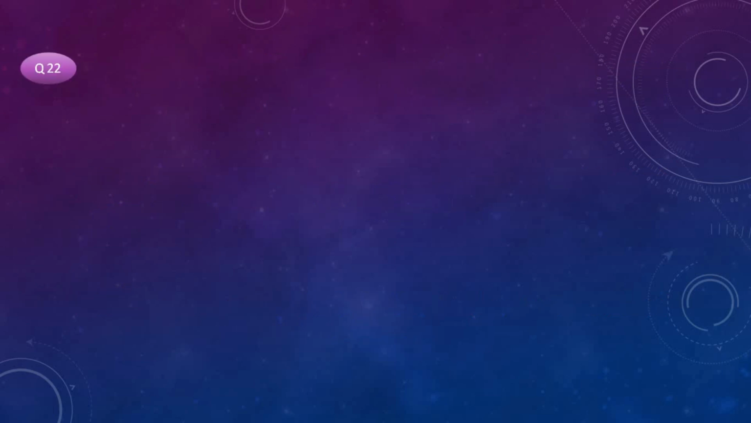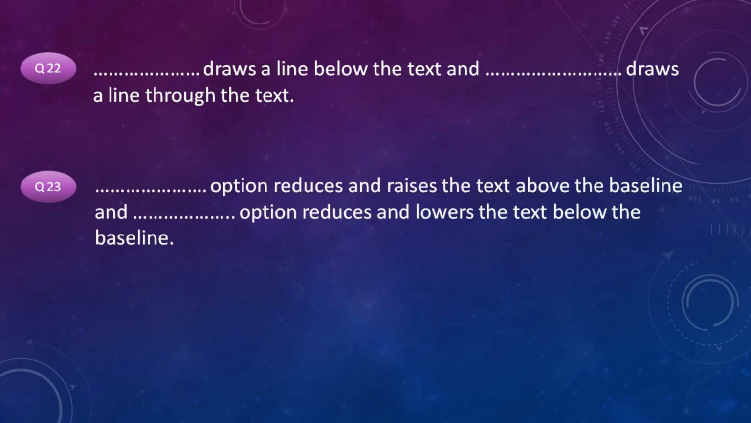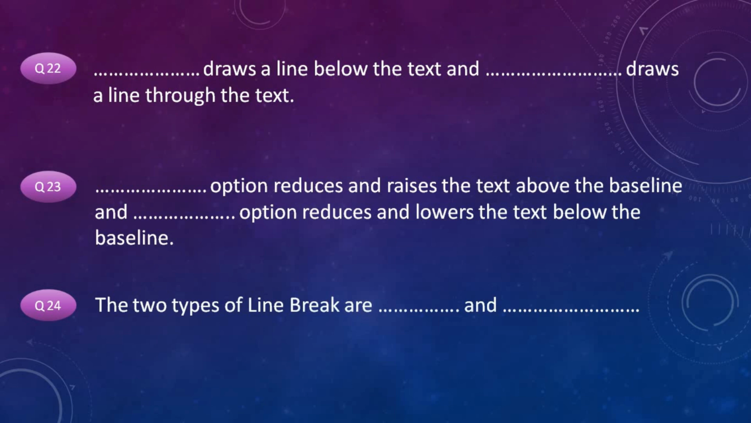Moving on to the next set of questions. Dash draws a line below the text, and dash draws a line through the text. Dash option reduces and raises the text above the baseline, and dash option reduces and lowers the text below the baseline. The next one, the two types of line break are dash and dash.